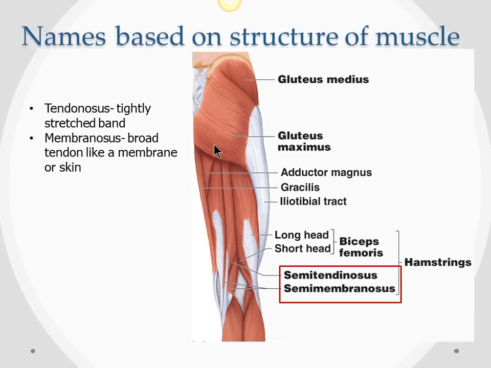Now this is just to do with 2 muscles based on structure of a muscle. We have a muscle which is part of a group of muscles called hamstrings. So the hamstrings are a group of muscles which are present on the back of your thigh and knee. Of this, one of the muscles is called semitendinosus. It has a long tendon which seems to be a tightly stretched band. So the word tendinosus comes from that. And then deep to it, we have another muscle which is called semimembranosus, which seems to say that it's like a broad membrane or something like a skin. The tendon is something like a membrane. So that's how they get their name. So this is only to do with two muscles.